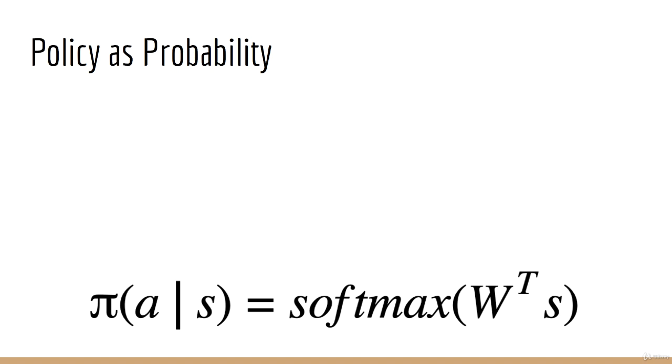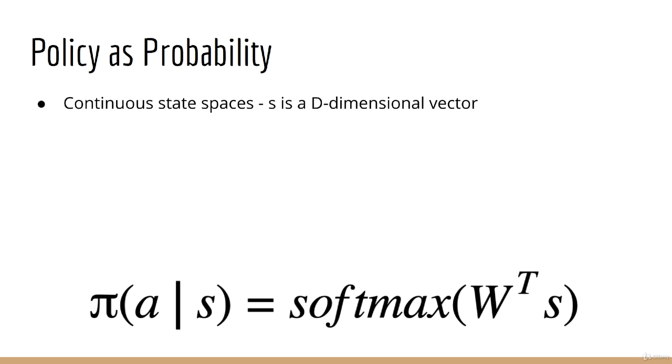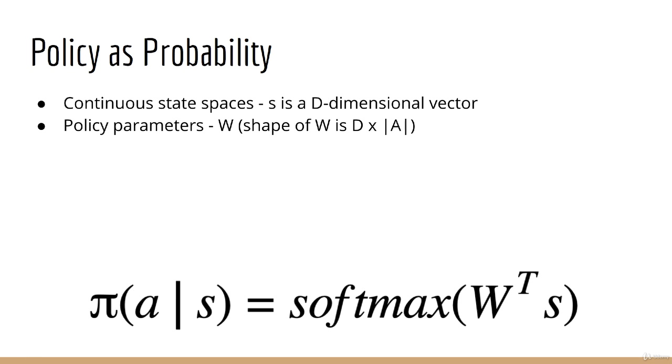So what about continuous state spaces? In fact, seeing policies as probabilistic easily lends itself to continuous or infinite state spaces. Imagine your state is a vector S. Now imagine we have some policy parameters W. The shape of W is the dimensionality of the state space by the size of the action space. For now, we'll presume that the action space is still categorical.